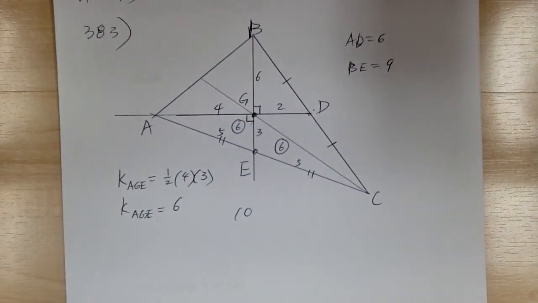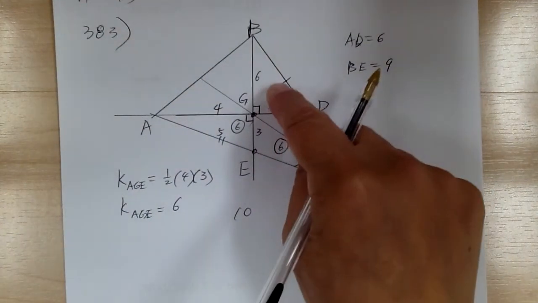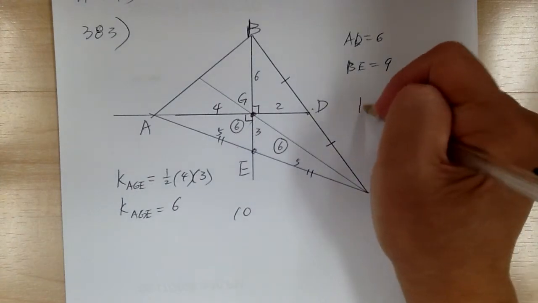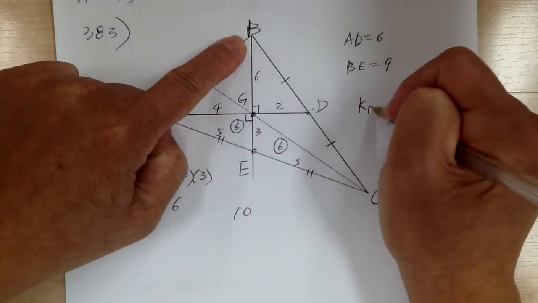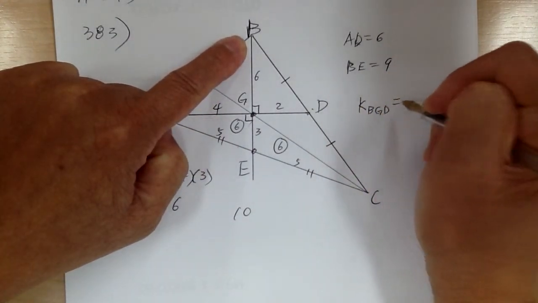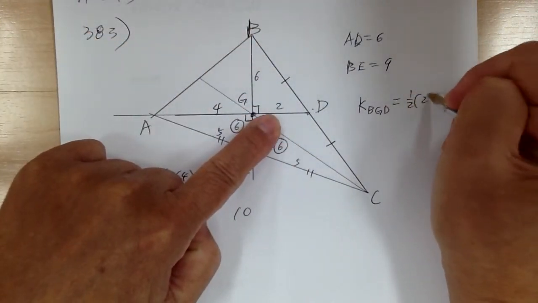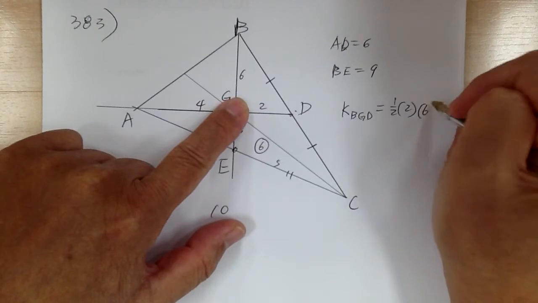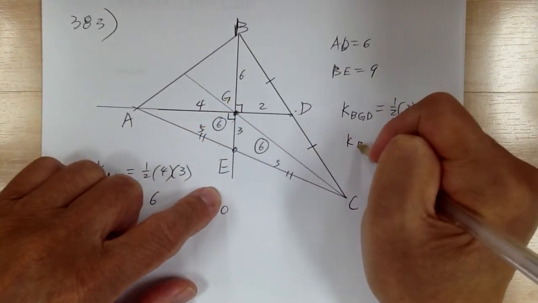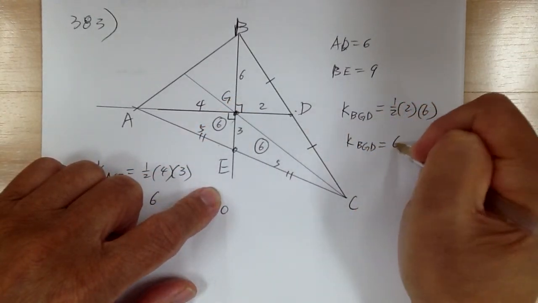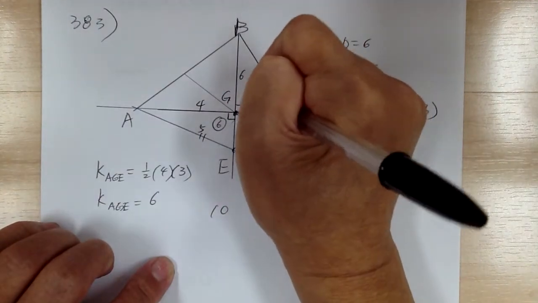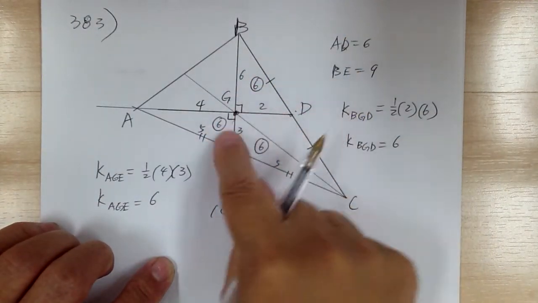Now I'm going to do the same thing over here. I'm going to figure out the area of BGD. Area BGD is 1/2 base times height, so the area of BGD equals 6. I'm going to put 6 over here and circle that. So the circled numbers are areas.